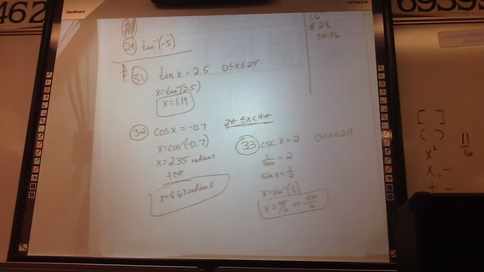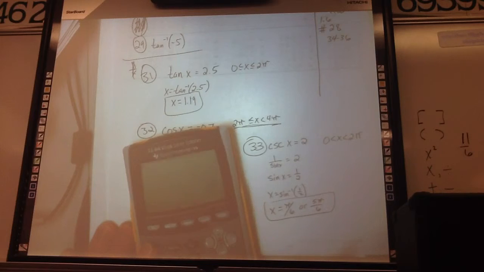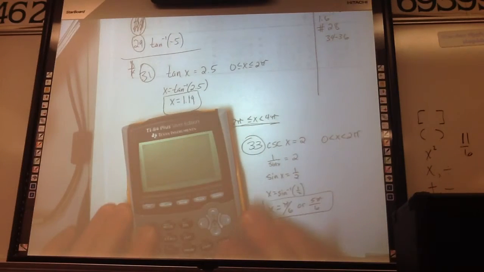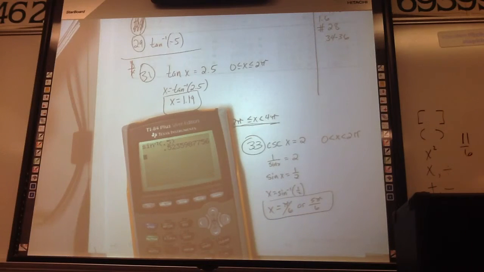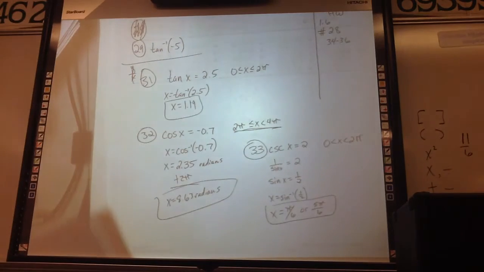You could just use the calculator, do inverse sine of 1/2, and you'll get some decimal. Inverse sine of 1/2 is 0.524. That's an acceptable answer. That's what I got. So how do you say it again?